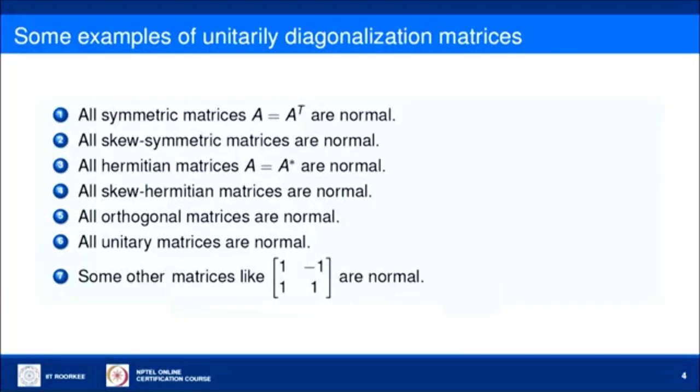Okay. So, after this result, let me give you a few examples of normal matrices. All symmetric matrices are normal. Then all skew symmetric matrices are also normal. All Hermitian matrices are normal. All skew Hermitian matrices are normal. In fact, all orthogonal matrices are normal. And in a complex vector space, all unitary matrices are normal. Apart from these examples, some other matrices like [1 -1; 1 1] are also normal. There are matrices also that are not normal. We will see.